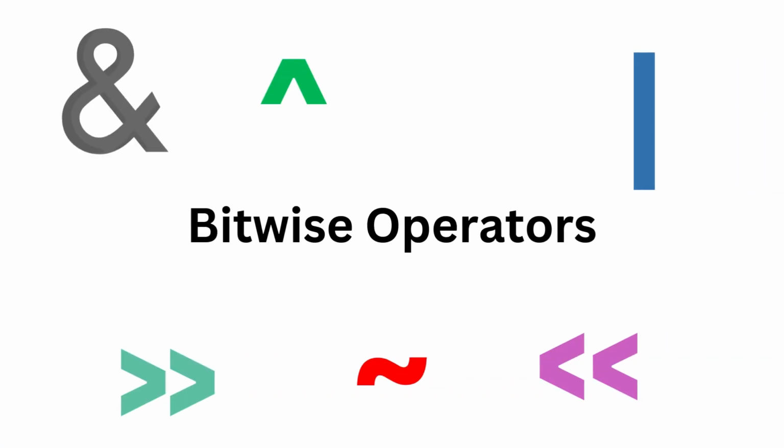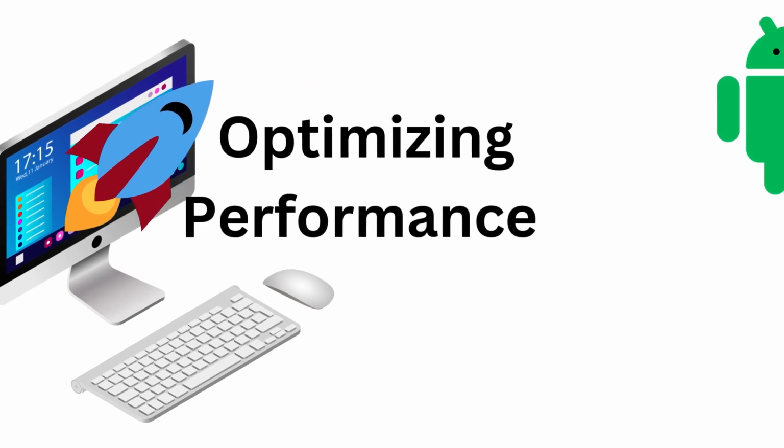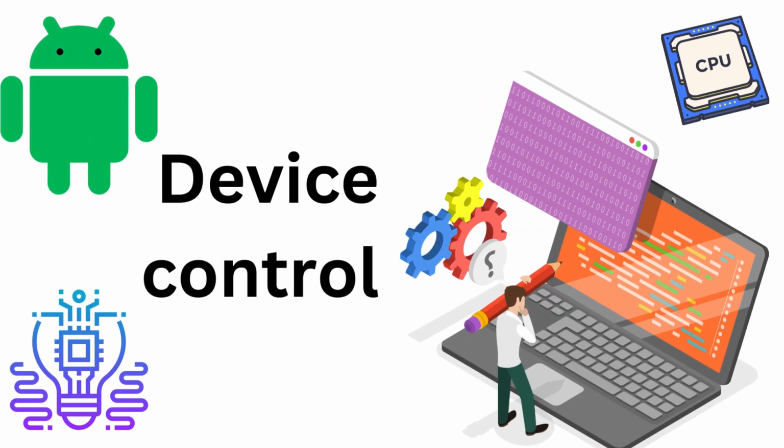Bitwise operators work at the binary level and are used to manipulate bits directly. They are useful for low-level programming tasks, such as optimizing performance or working with device control.